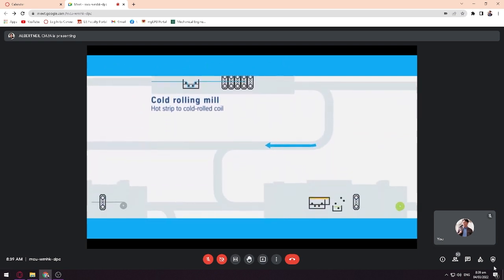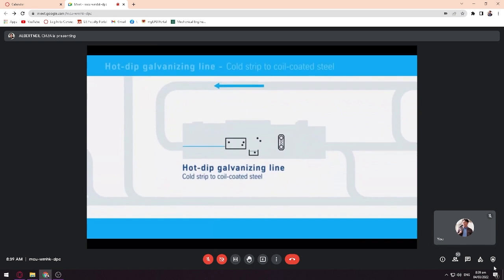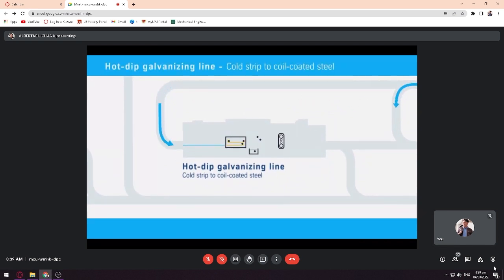Hot dip galvanizing protects against rust. This is especially helpful for car manufacturers. In the hot dip coating line, the steel strip is heated and dipped into a bath of liquid zinc. The protective zinc permanently bonds to the surface of the steel.